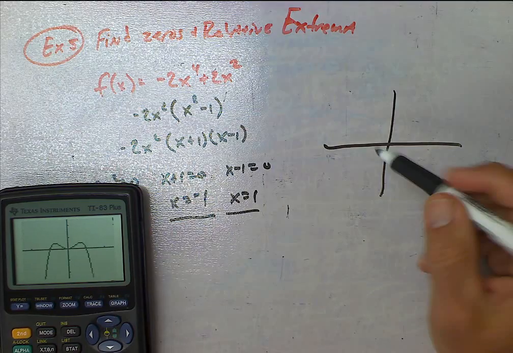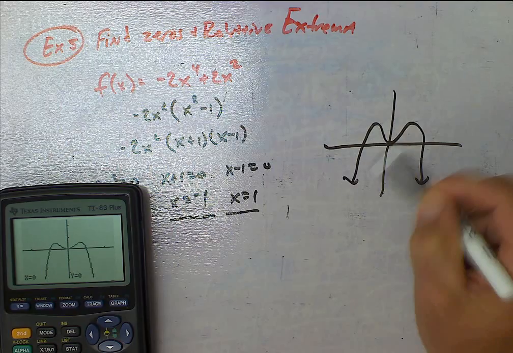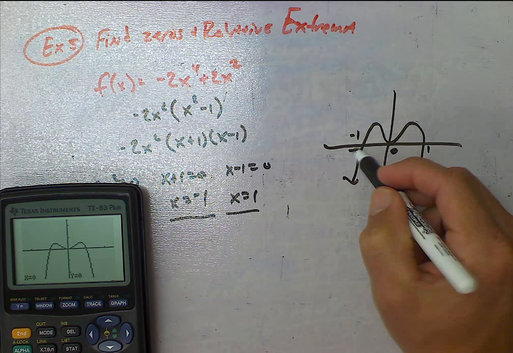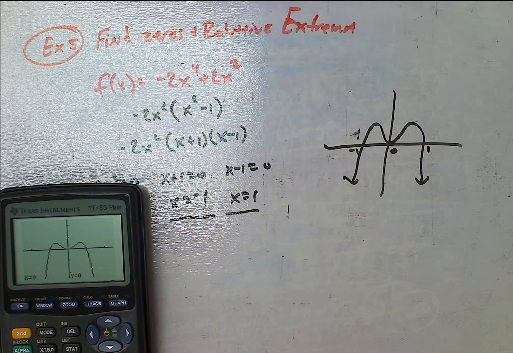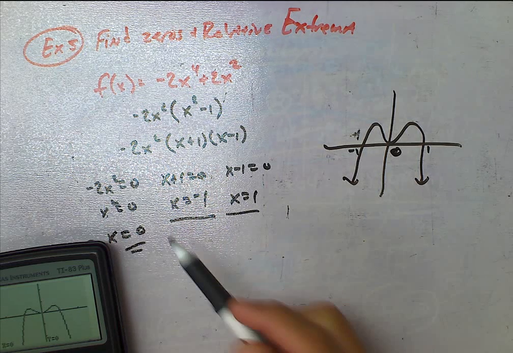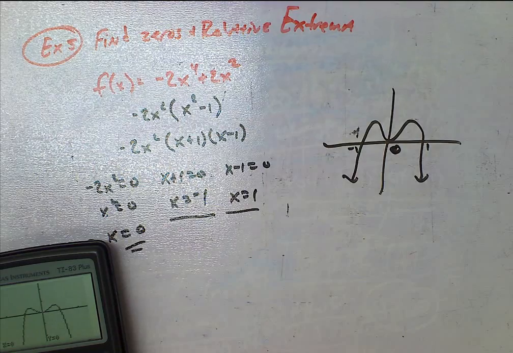And so we know the graph looks something like this. There's our zeros. We know this point's negative 1, that point is 0, and that point is 1. Notice here, since the 0 repeated, we had it twice, this is what we actually call a turning point, because 0 repeated. So this is a turning point.